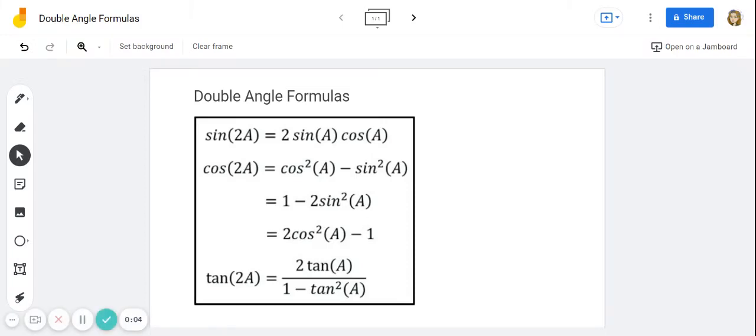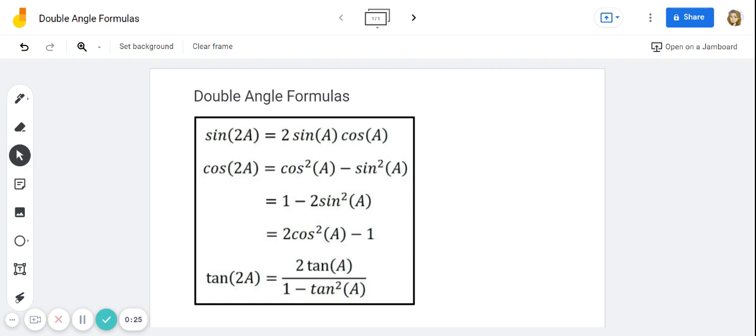All right, in this video, we're going to look at double angle formulas. Double angle formulas allow us to find the sine, cosine, or tangent of 2 times an angle once we know information about that angle. So you have 3 equations here. Cosine of 2a has multiple equations. I'll talk about that in a second.